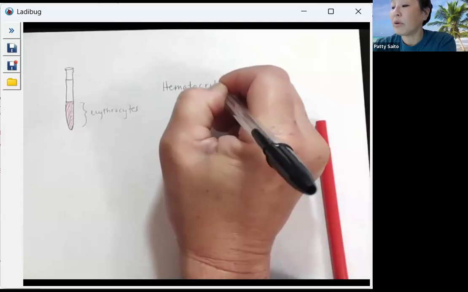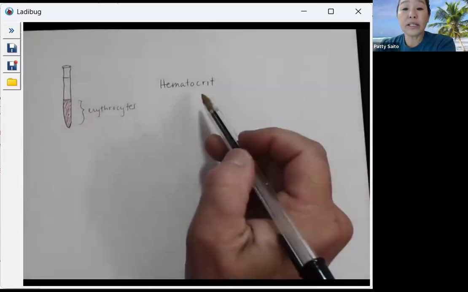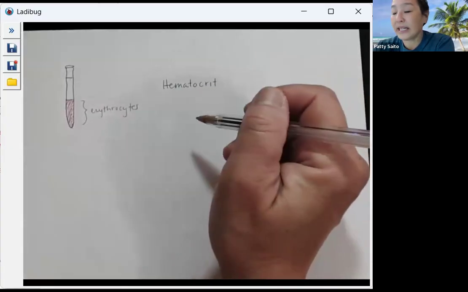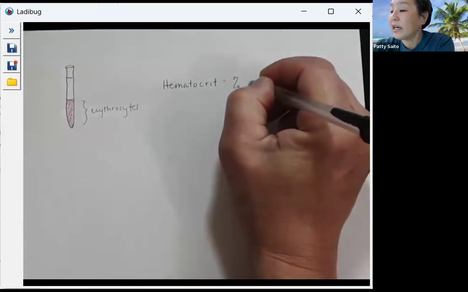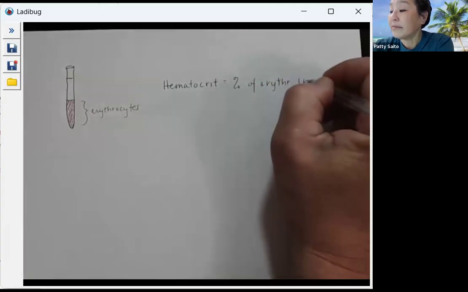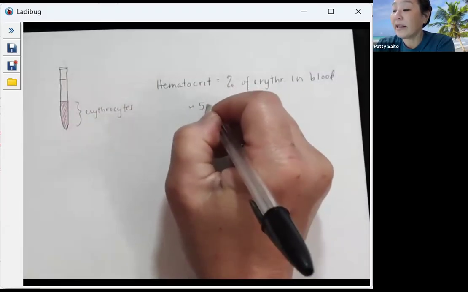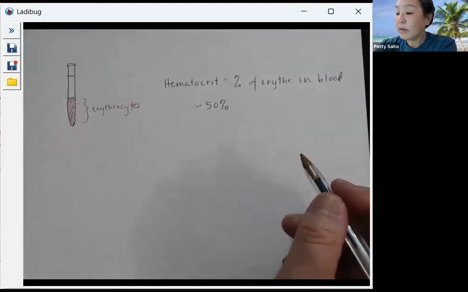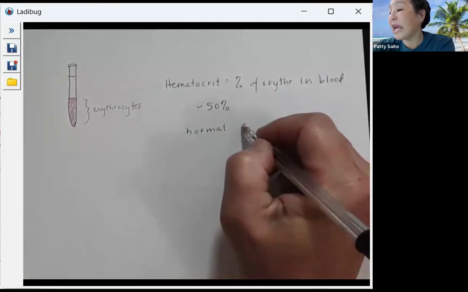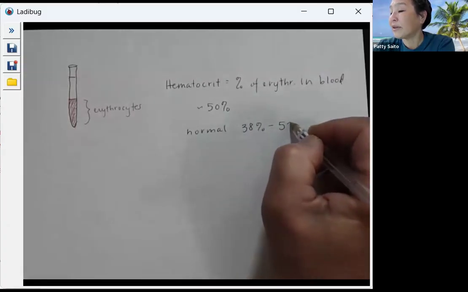So anytime they do blood work, which they do a lot, they're going to get a hematocrit score. Another name is packed cell volume, PCV, you might see that. Hematocrit is the percentage of red blood cells, erythrocytes, in the blood. Okay, so in this case, it would be about 50% in that person. Normal will be about 38% to maybe 52% or something like that.